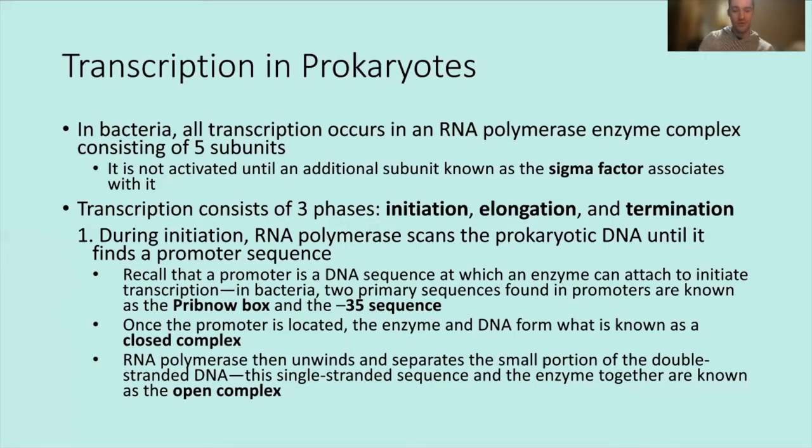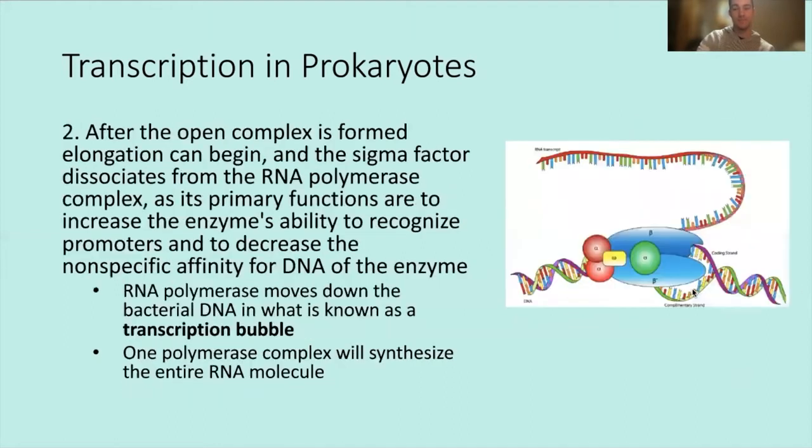Once the promoter is located, the enzyme and the DNA form what is known as a closed complex. RNA polymerase then unwinds and separates a small portion of the double-stranded DNA. This single-stranded sequence and the enzyme together are known as the open complex. Once we switch from the closed complex to the open complex, we start to move towards elongation, which is our second step.